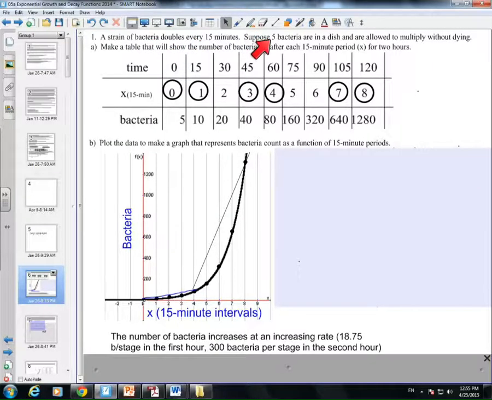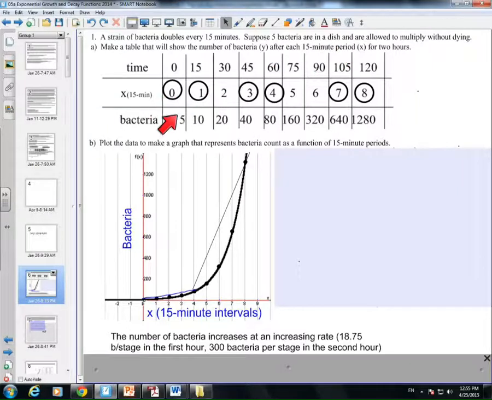So you ask the question, if there are 5 bacteria in a dish and they're allowed to multiply, how many bacteria are there going to be after a certain amount of time? And here we're supposed to look at 2 hours worth of bacteria growth. So first of all, I look at every 15 minutes, and when I make a table, I actually show each 15-minute interval so I don't get mixed up. But here I actually have X defined as 15-minute time periods. So I have to pay attention to that.